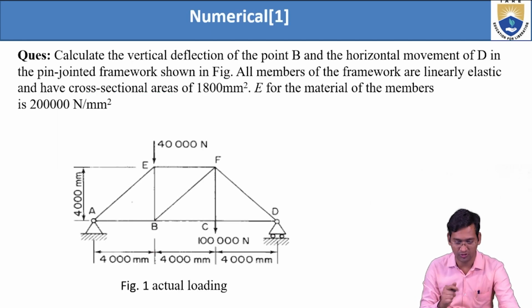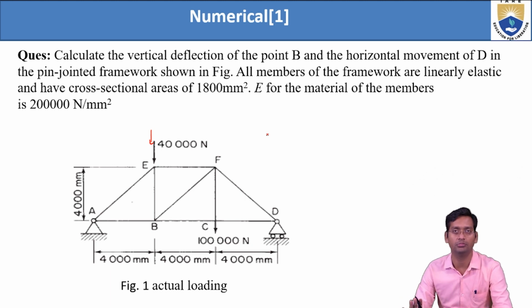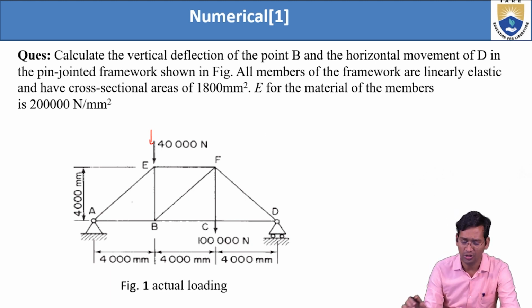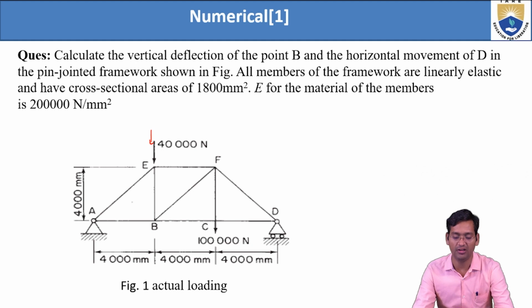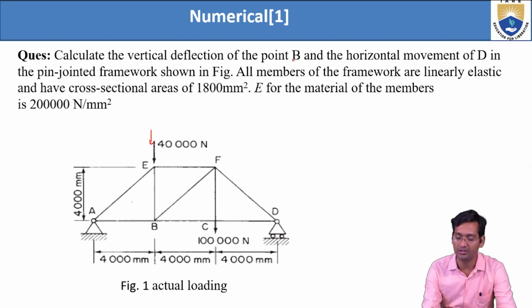Okay, so this is the question. This type of figure I already showed you, where load P1 is acting at point A and point C. We have to solve in the same way. See the question: calculate the vertical deflection of the point B, which we have to find here, and the horizontal movement of D at this point.